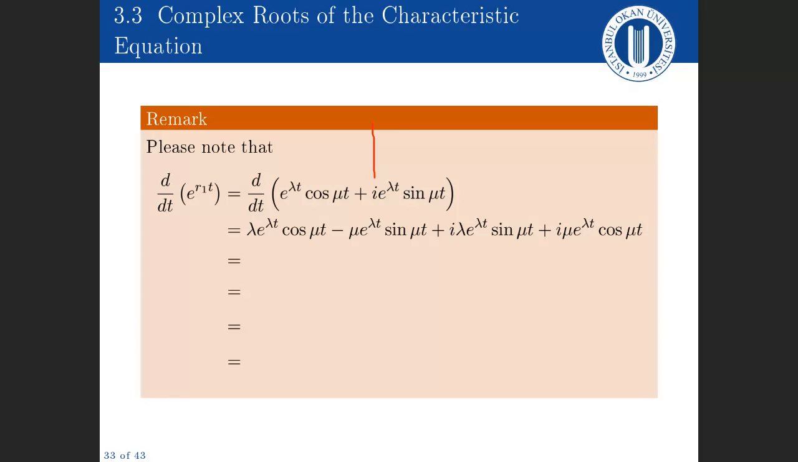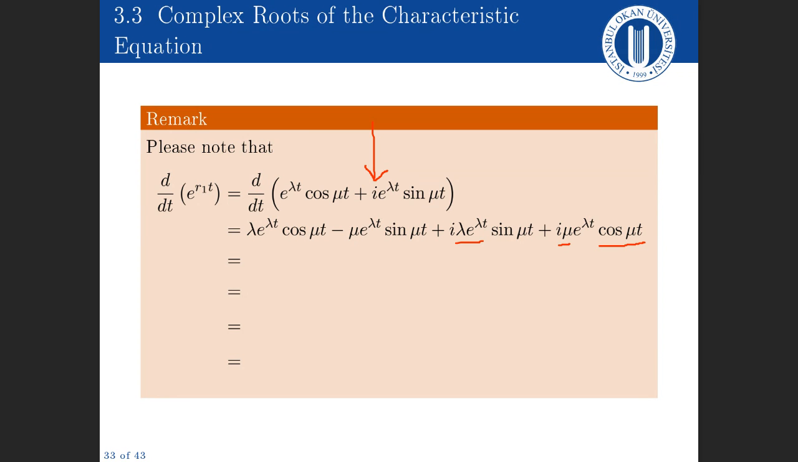Don't worry about i. i is just a number. Imagine we had number 3 here, number 7 here, number 100 here. We would just ignore it when we differentiate. i is just a number. Don't have to worry about that. All we need to do is differentiate the t terms. So again, we differentiate e to the power lambda t to get lambda e to the power lambda t. Sine mu t stays the same. And then we differentiate the sine mu t to get mu cos mu t, and e to the lambda t stays the same.